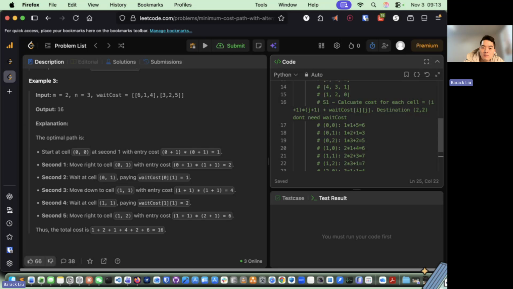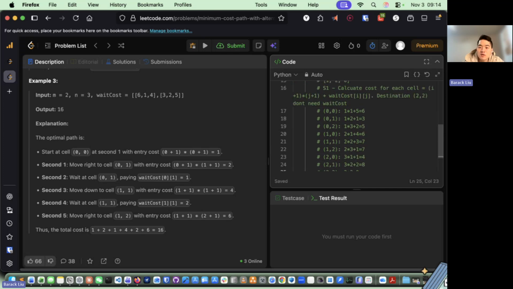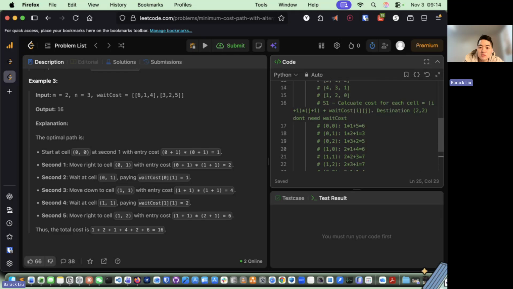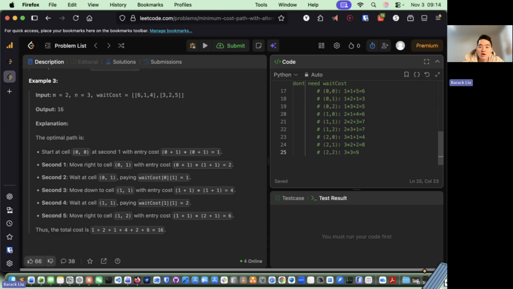Oh yeah. But because for the last one, the destination, we actually don't need to add the wait cost, right? So we don't need to add the cost at all. So just 9. Let me see, was this correct? Okay, yeah. So now we get the cost of entry and wait in each cell.